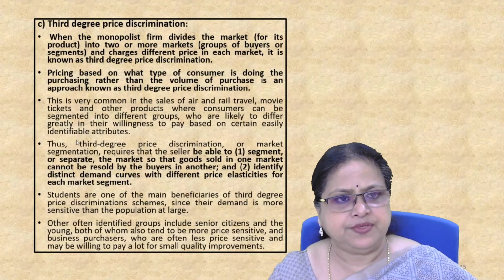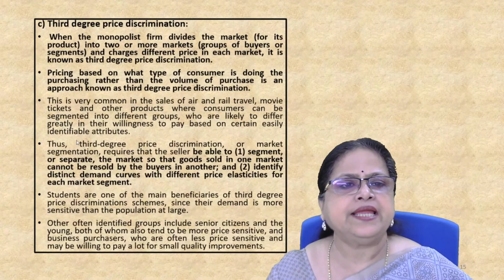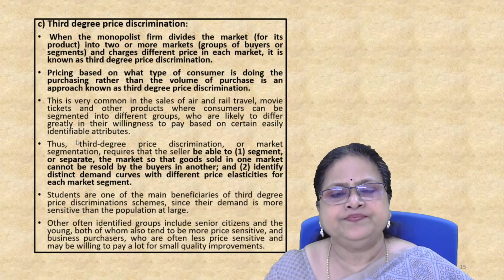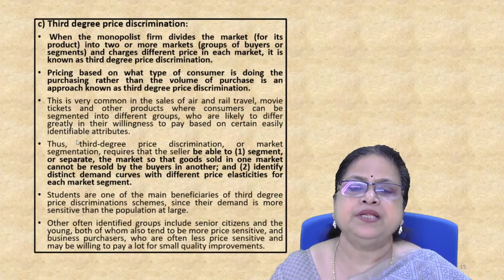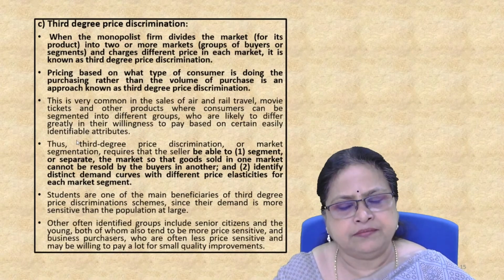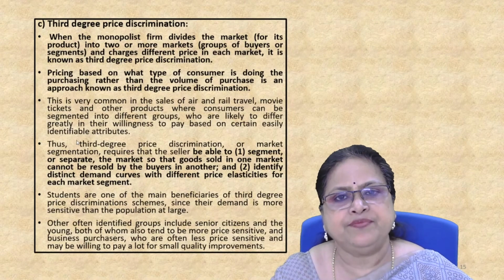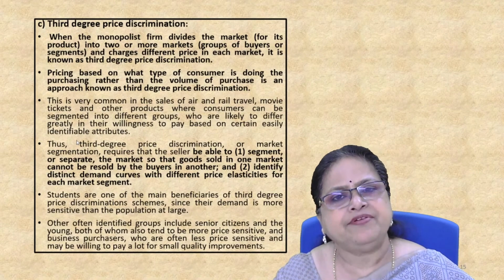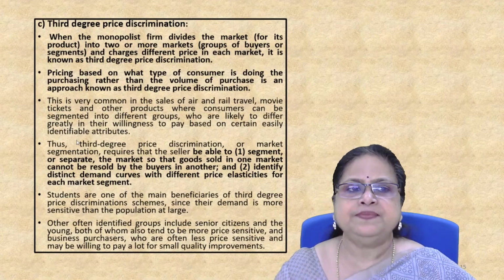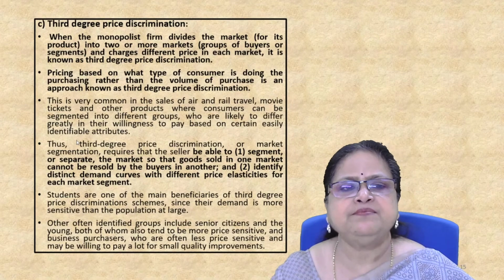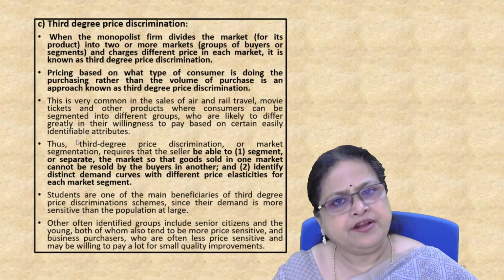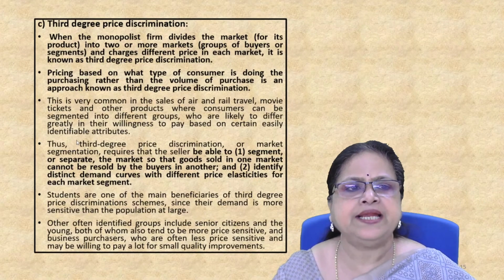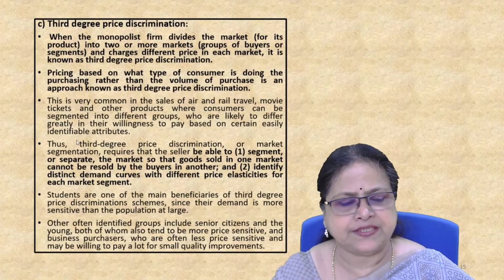Now, third degree price discrimination. This is when the monopolist firm divides the market into two or more markets, groups of buyers. Suppose things are available in a posh market, in a very big mall, and in an ordinary market where everybody goes. Then the same product will be charged a different price in the mall and a different price in the ordinary market. That is the basic idea. So when the monopolist firm divides the market into two or more markets for different groups or segments of buyers, and charges different prices in each market, it is known as third degree price discrimination.